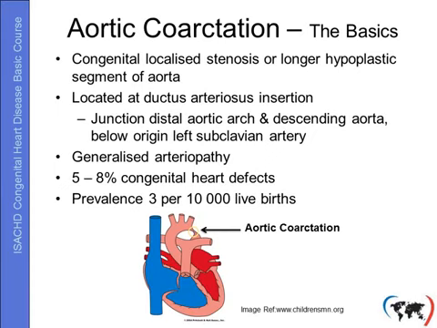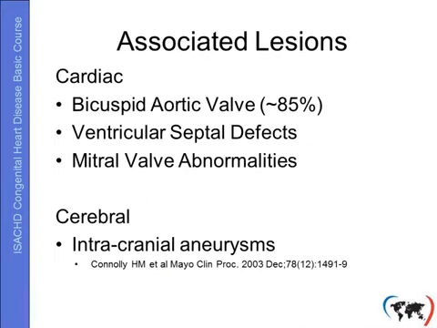The typical location of the stenosis is at the ductus arteriosus insertion point, as shown in the diagram below. Aortic coarctation is a generalised arteriopathy, seen in 5 to 8% of all congenital lesions. The prevalence has been reported at 3 per 10,000 live births. Aortic coarctation is associated with other lesions which are important to identify.